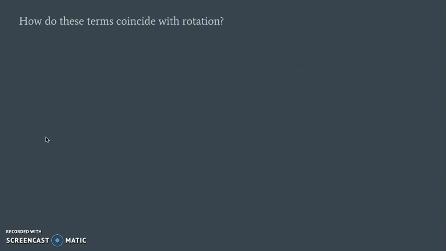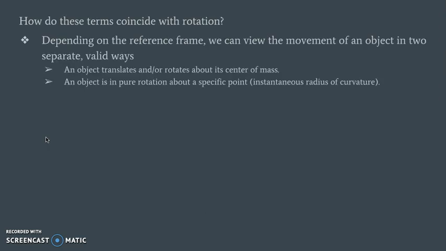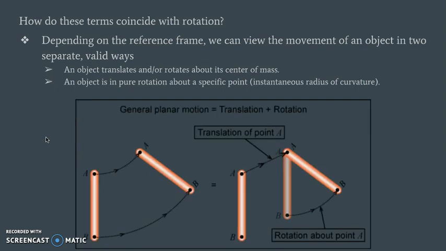So how do these terms coincide with rotation? Depending on the reference frame, we can view the movement of an object in two separate but equally valid ways. In the first way, you can consider an object translating, but it's also rotating about its center of mass. This means that as it's moved, everything on that body is rotating about its center of mass. Another way you could view this is that an object is in pure rotation about a specific point that is not translating, called the instantaneous radius of curvature.